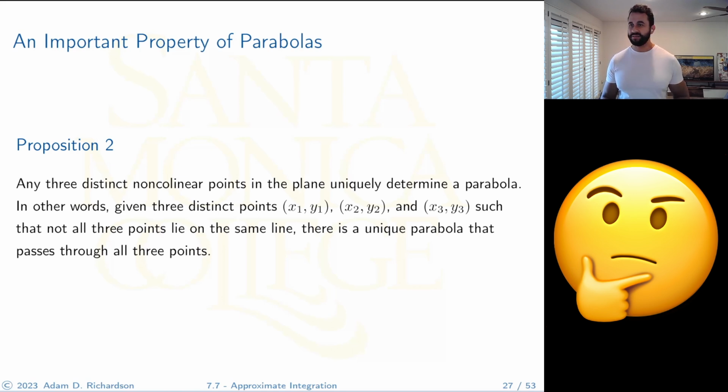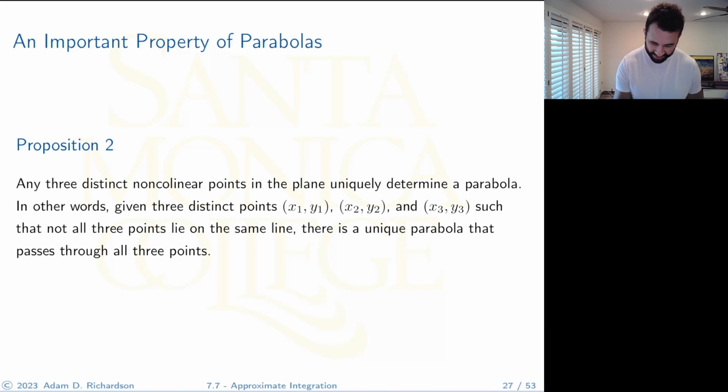Any 3 points. And I'll draw you an example here. Okay, so what I mean is if I pick any 3 points that don't lie on the same line, maybe something like this, then there is a parabola that passes through them. It will be a parabola, and that parabola is unique, meaning there's only one parabola that can pass through those 3 points and still actually be a parabola.